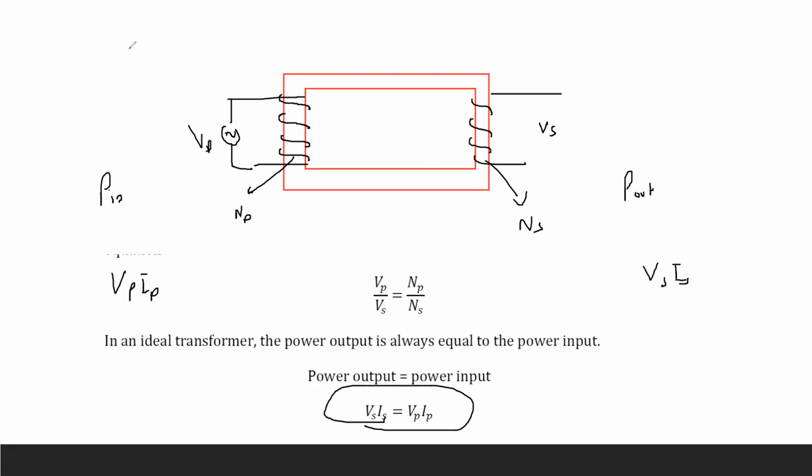And if the number of turns of the secondary is more than the number of turns of the primary, then we call that transformer a step up transformer. But if the number of turns of the secondary is less than the number of turns of the primary, then we call that a step down transformer. A step up transformer is used for power transmission because it increases the voltage and reduces the current, so it minimizes the energy loss. Step down transformers, like in adapters and chargers, reduce the output voltage.